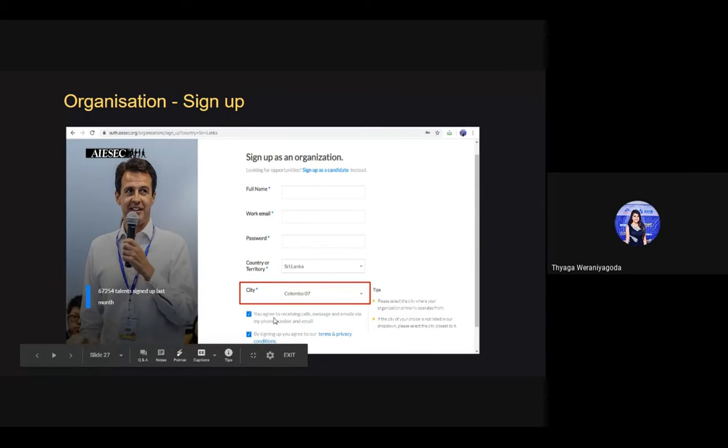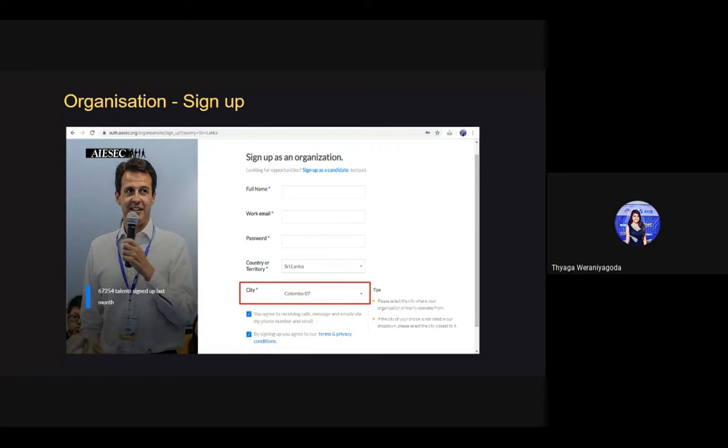And this is the most important tip when it comes to sign up, which is selecting the city as Colombo 7. So why we are doing this is Colombo 7 is representing Colombo Central, that is us. So after a company has signed up under Colombo 7, that company will be under us, where we have the opportunity to make that company a partner of us.